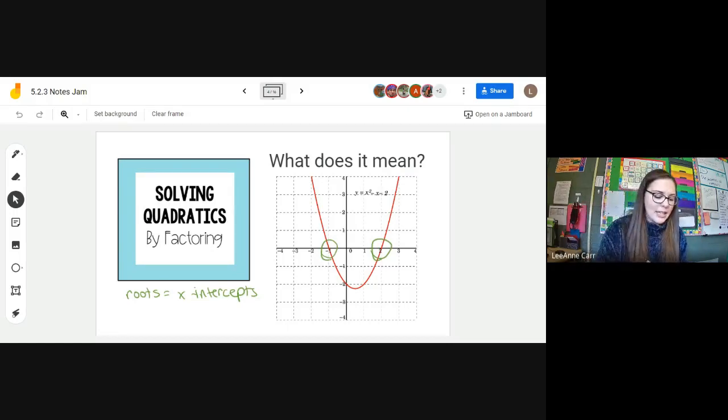However, today what's going to happen is that we're not going to have this graph. We're only going to have this equation. Okay, so what we're going to do is we're going to have to find these spots where it crosses the x-axis without a picture. We're only going to use this equation. So pretty cool. We're going to do it.